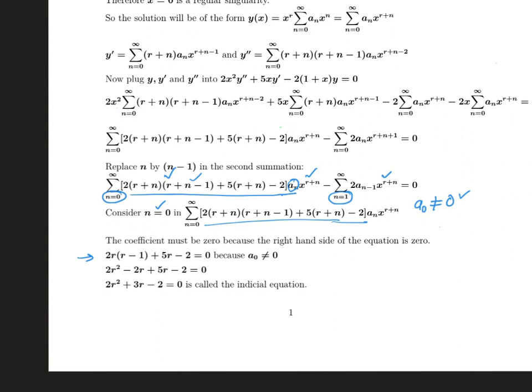2 times r minus 1 times r, plus 5 times r, minus 2, because n is equal to 0. So this is what we get. This is nothing but a quadratic equation in r, and it's very easy to solve. By the way, this equation that we got is also called the indicial equation.